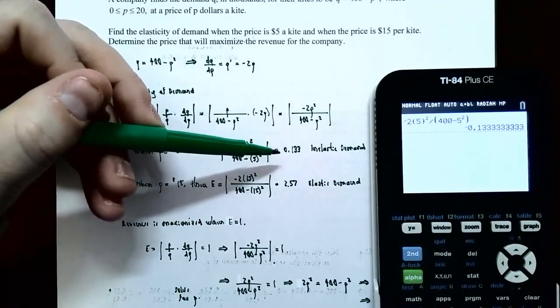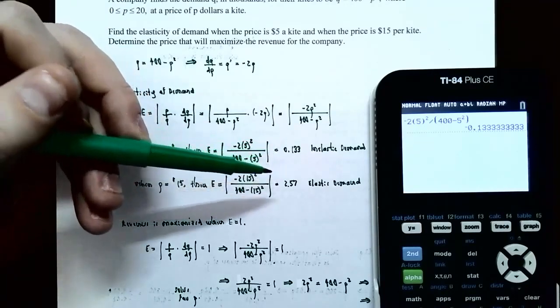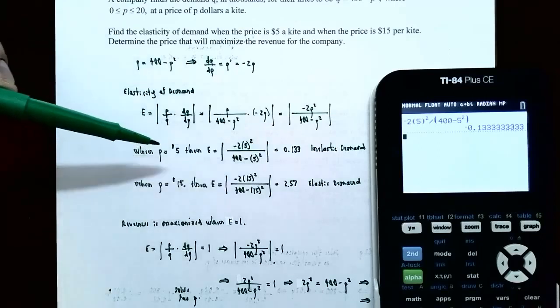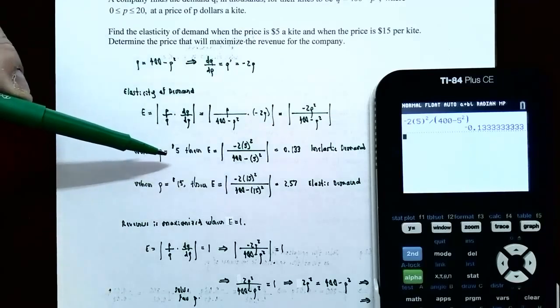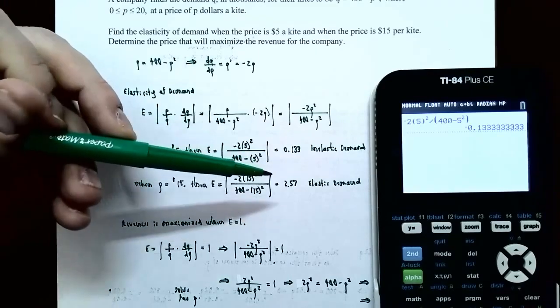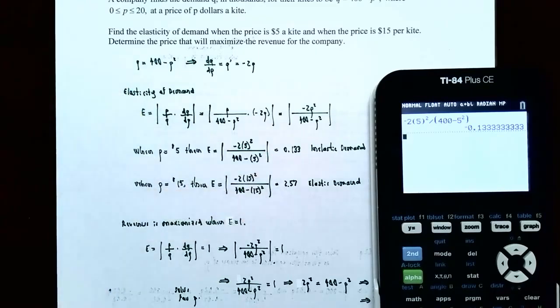Since this number is less than 1, then we have inelastic demand. So that means if the kite is $5, an increase in the price will not change the demand much. The demand will also increase, and so will revenue. So let's try $15 now.